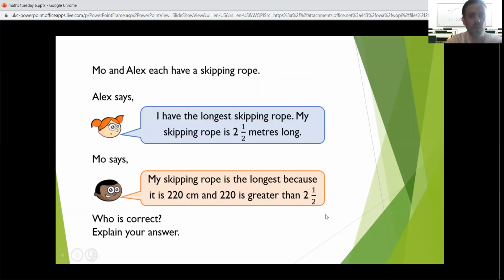Okay, another one. This is the second one of our problems before we start some power maths. So Mo and Alex each have a skipping rope. Alex is saying, I have the longest skipping rope. My skipping rope is 2.5 meters long. Okay. Mo says, my skipping rope is the longest because it is 220 centimeters, and 220 centimeters is greater than 2.5 meters. So who's right? Who's got the longest skipping rope? Is it Alex? Is it Mo? You have to think of a reason why. Pause me and have a go at that one now.